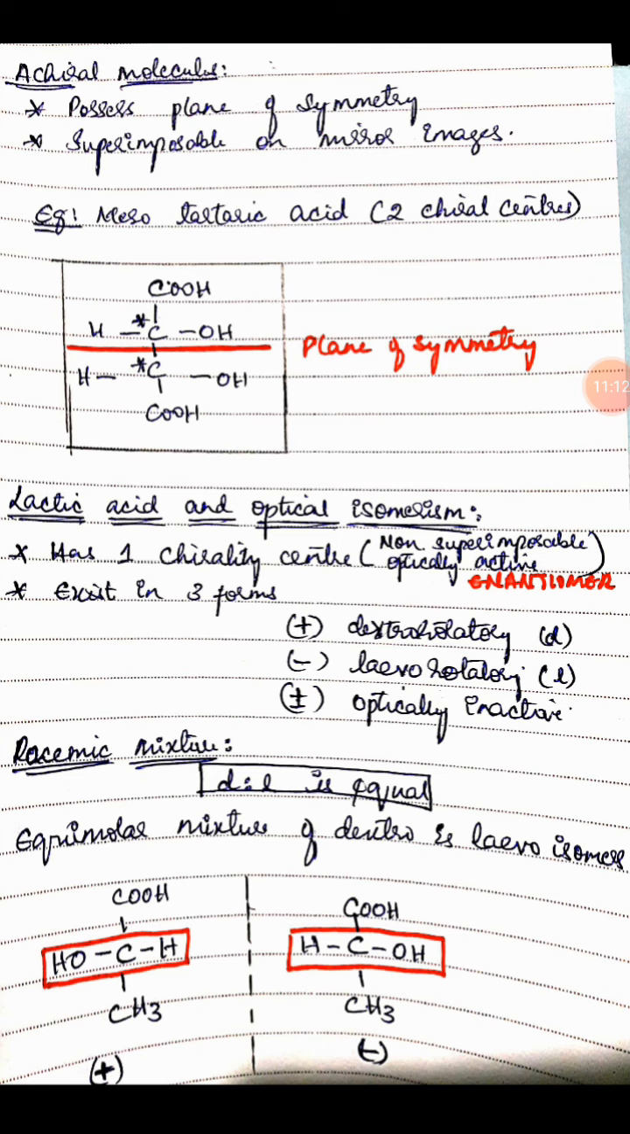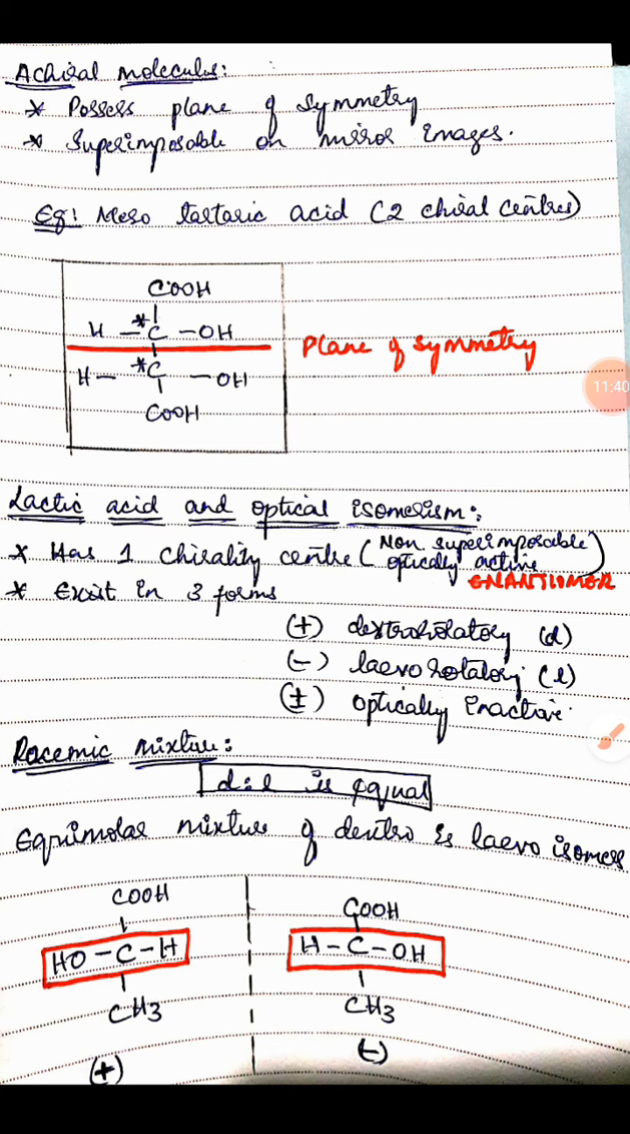One is, if it is going to rotate the plane polarized light to the right side, that is the clockwise direction, it is dextro-rotatory or small d. If it is going to rotate the PPL to the left side, then it is levo-rotatory, that is anti-clockwise direction, minus or small l. And there is one more form where it is optically inactive, that is it is existing in both plus and minus, clockwise and anti-clockwise.